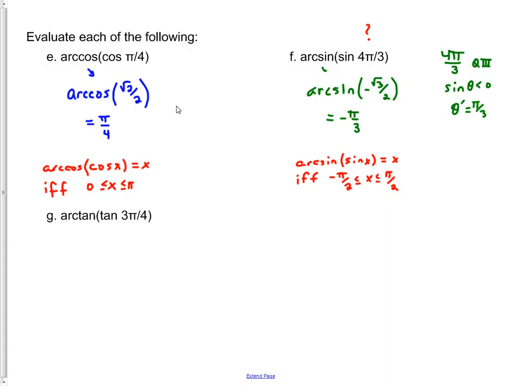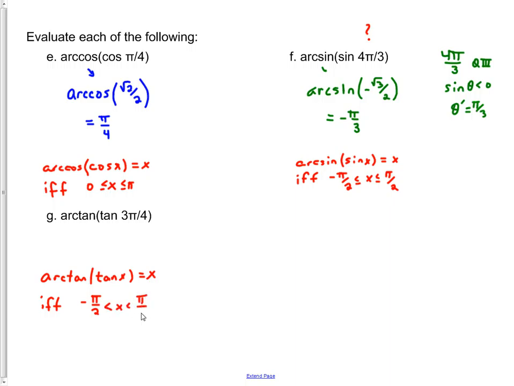So a similar thing could be said for our arctangent of the tangent of 3 pi over 4. What can we say there? Well, it's not going to be 3 pi over 4. That's because when we take the arctangent, the rule would be that the arctangent of the tangent of x is equal to x if and only if the value of x is between negative pi over 2 and positive pi over 2, but not including either of those endpoints.